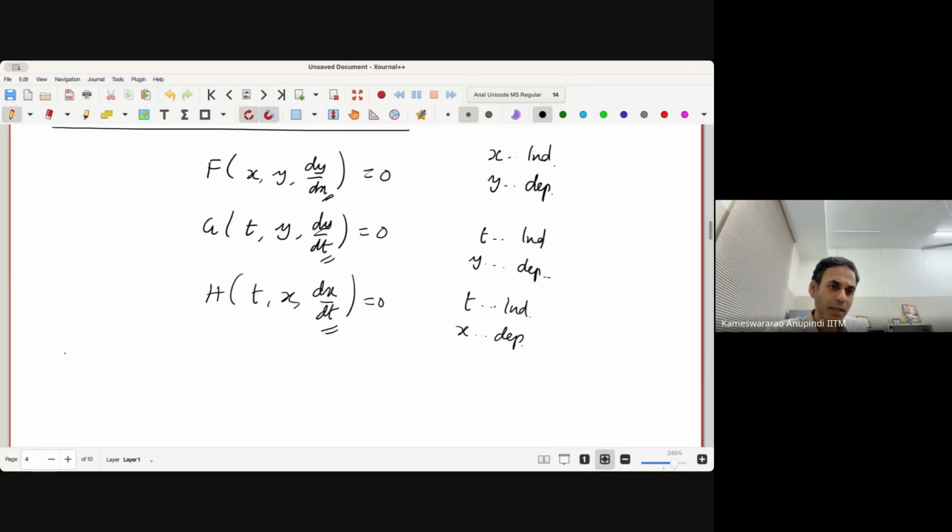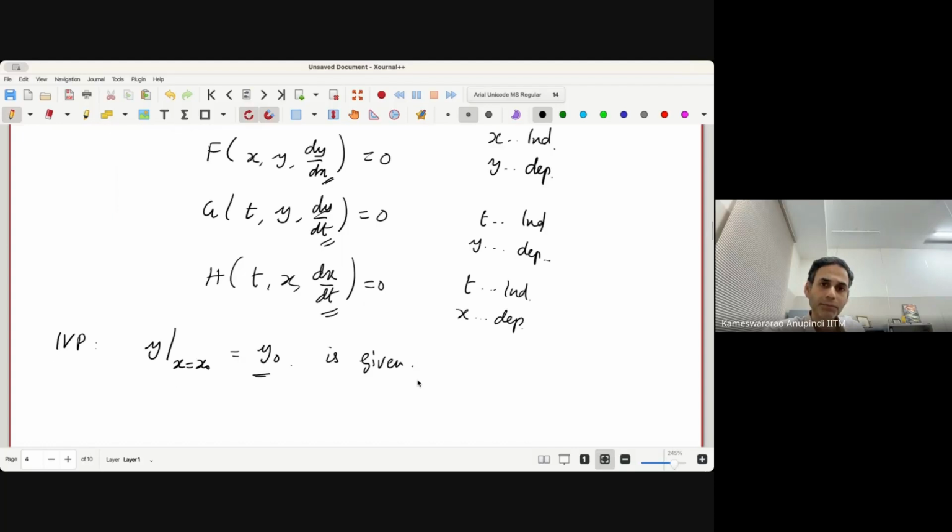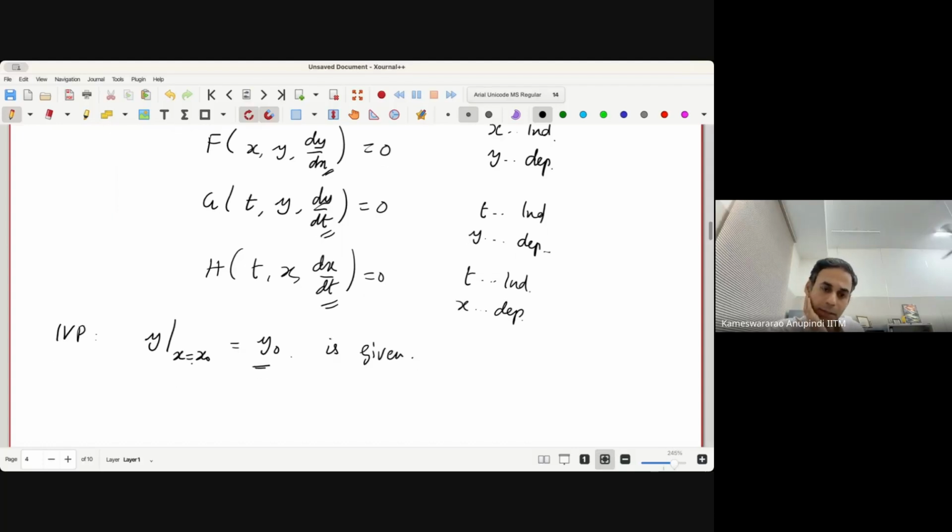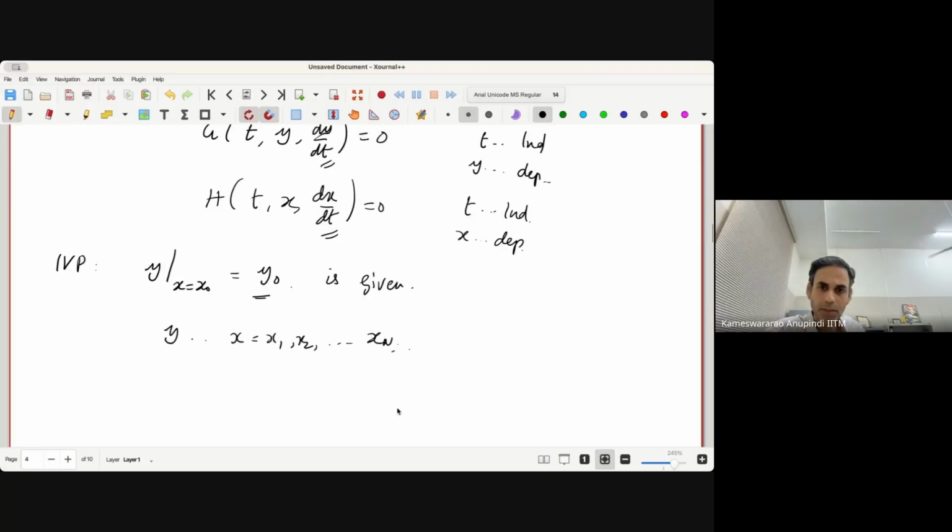Now we said this is an initial value problem. That means at x equal to x naught, the value would be given to us. Y at x equal to x naught equals y naught is given. Then we need to calculate the value of y as we go from x equals x naught, x1, x2 all the way to xn. That means throughout the entire domain length we need to calculate the y values. That is an initial value problem.